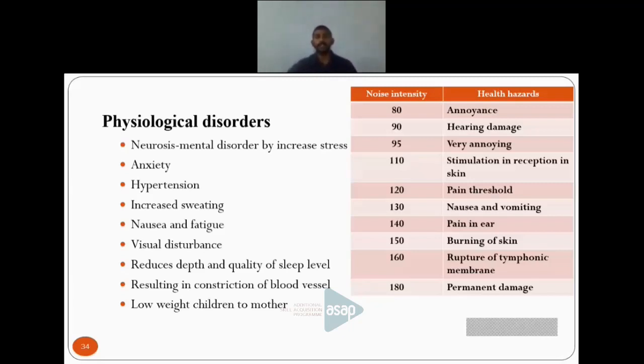And here we are showing the noise intensity and what problems may arise. If it is 80 decibels, there is a chance of annoyance. At 90, there is hearing damage. At 130, we will get a nausea and vomiting tendency. At 160, there are chances of rupture or temporary damage. And if it is more than 180, there is a chance of permanent damage to the ear.